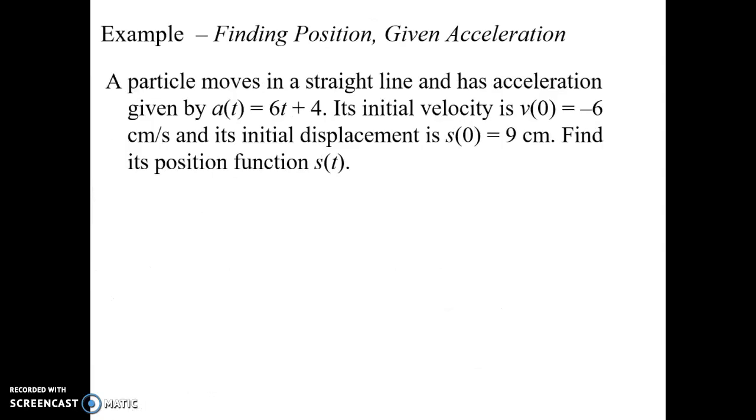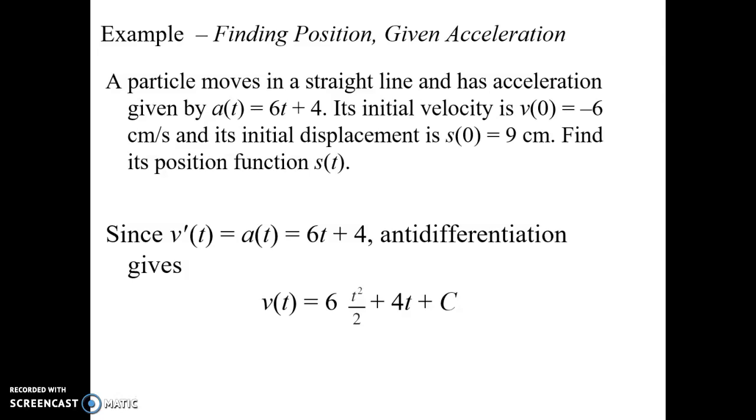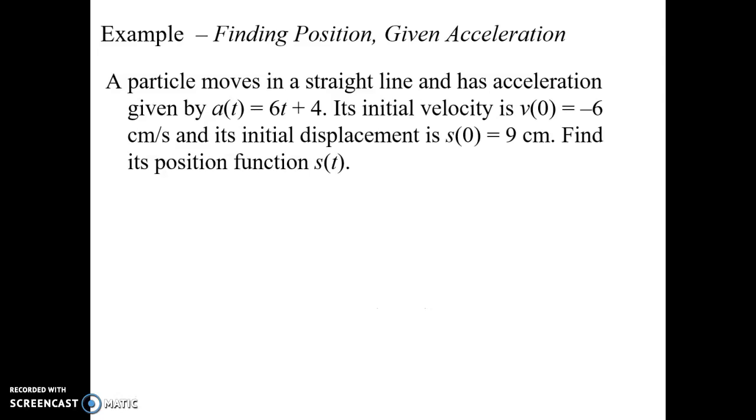Let me give you a couple of examples here. If I said to you, a particle moves in a straight line and has an acceleration given by a of t equals 6t plus 4. You know that its initial velocity, that is v of 0, is equal to negative 6 centimeters per second. And you also know that its initial displacement, its position at time equals 0, is equal to 9 centimeters. Find the one and only one position function where this will be true, that the acceleration would be this given equation, and these two initial conditions would also be true.